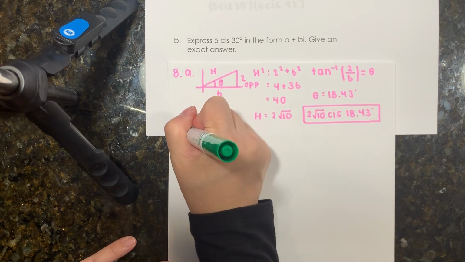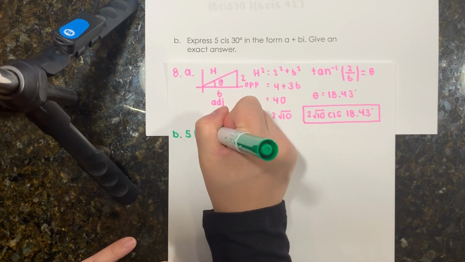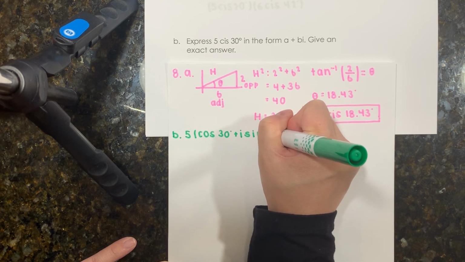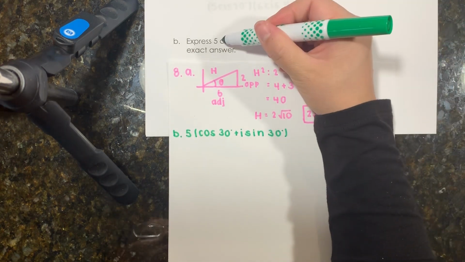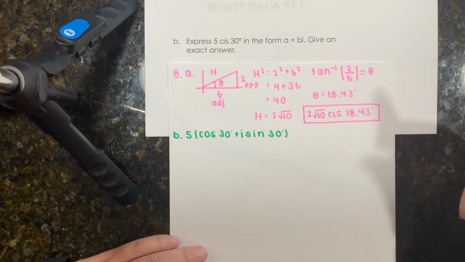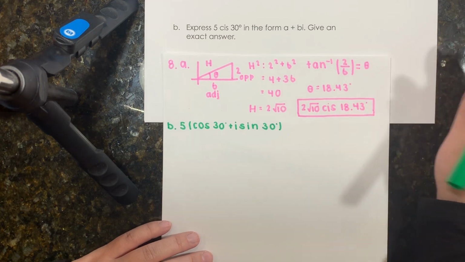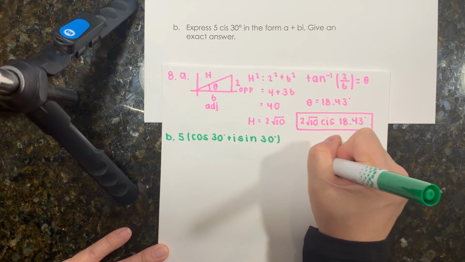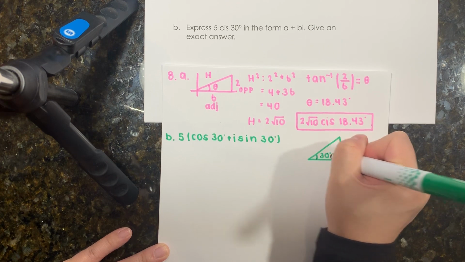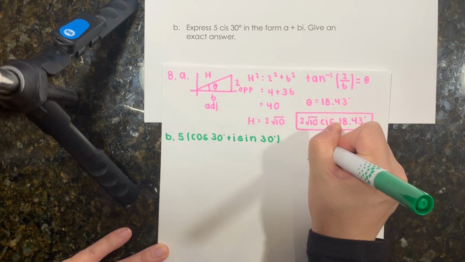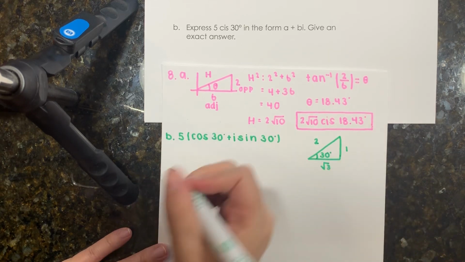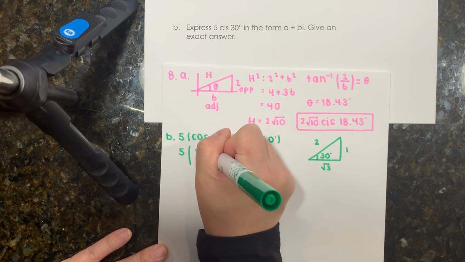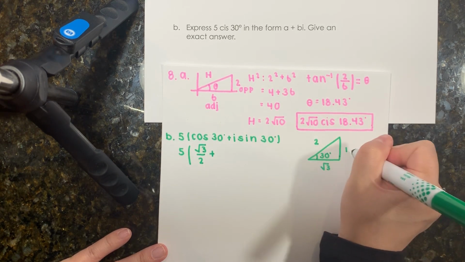part B, it's going to be 5, and when you expand it, it's cosine of 30 plus i sine of 30. So CIS is cosine plus i sine of 30. And now what we're going to do is evaluate. So I'm going to draw a reference triangle. This is my 30 degrees. So my adjacent is root 3, opposite is 1, hypotenuse is 2. So cosine of 30 would be root 3 over 2, and then the sine of 30 would be 1/2.